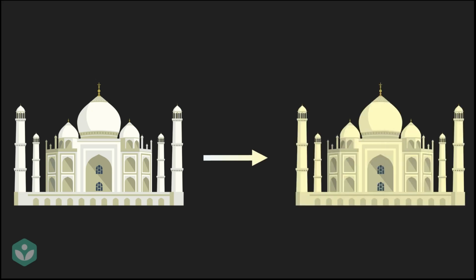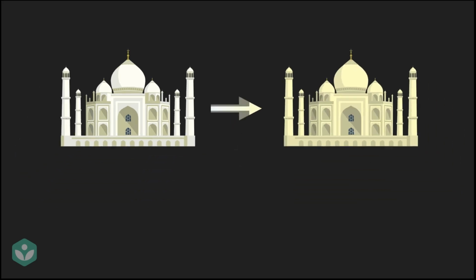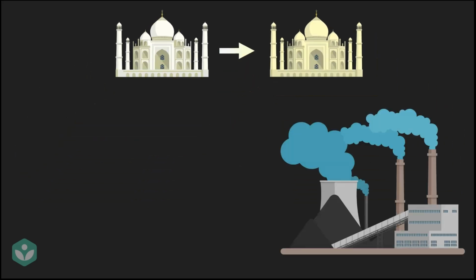Have you ever wondered why the dazzling white Taj Mahal has slowly turned yellowish in color? Turns out that air pollution is to blame for this discoloration. But what is it about the smoke from factories or vehicles that is causing this discoloration?